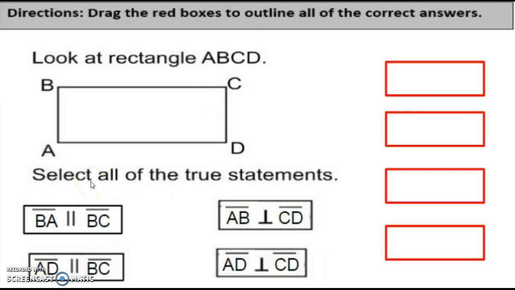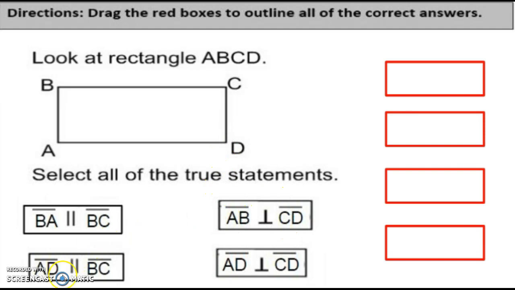So we need to see if segment BA is parallel to segment BC. Since they intersect at letter B, that cannot be true. Next, we need to see if segment AB is perpendicular to segment CD. Since they do not intersect, they cannot be perpendicular.